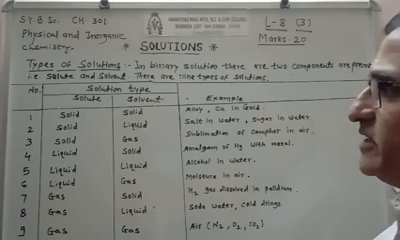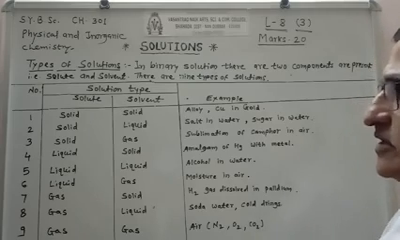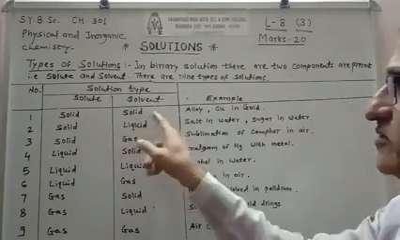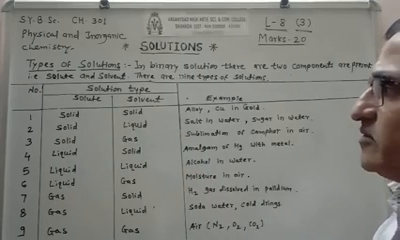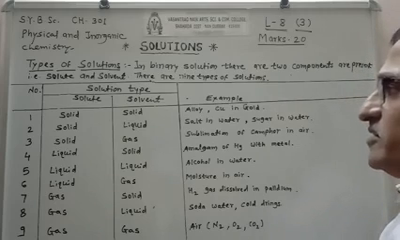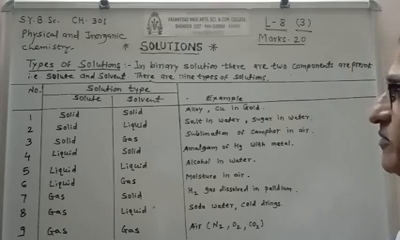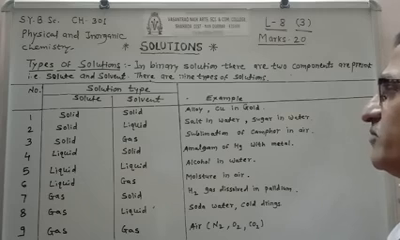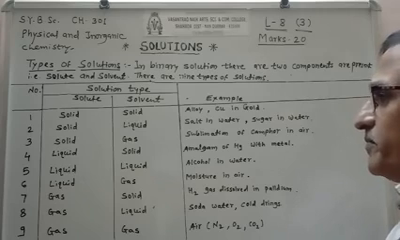So the first pair is solid, solid. Solute is solid and solvent is solid. An example for this is alloys. Different types of metal mixed together form alloys. For example, copper in gold.